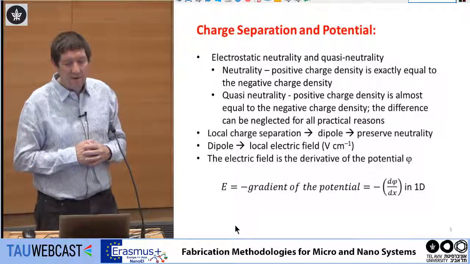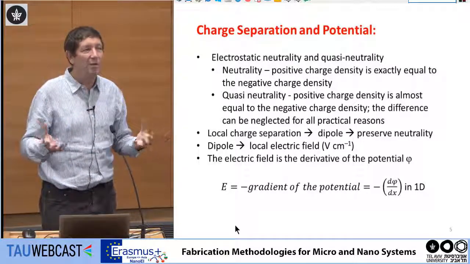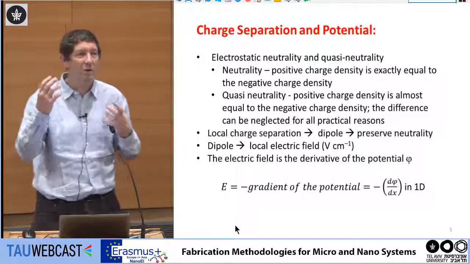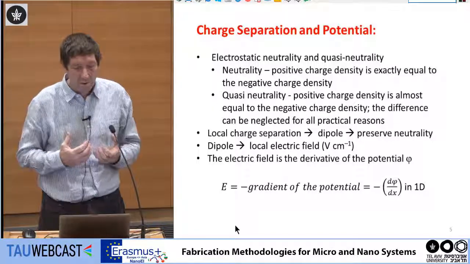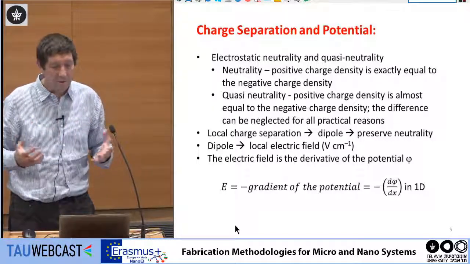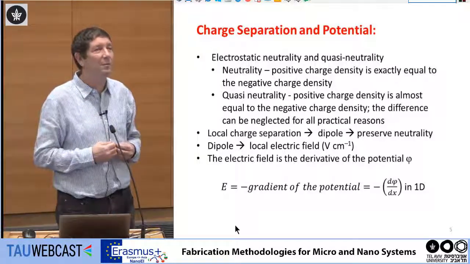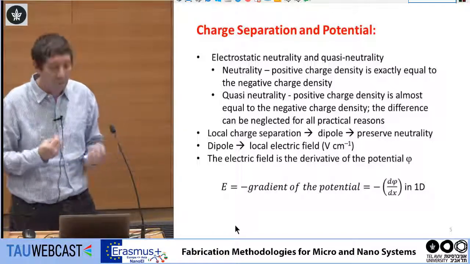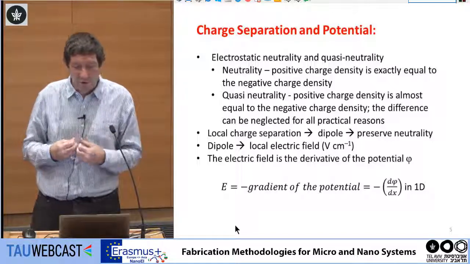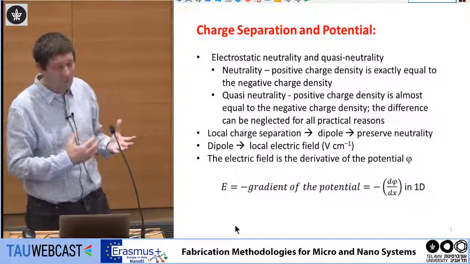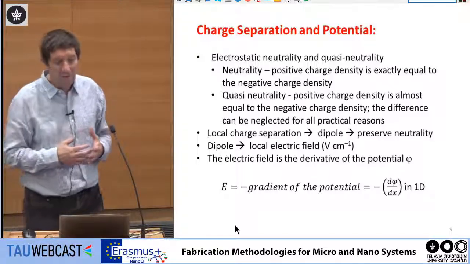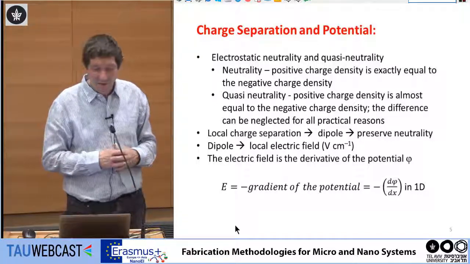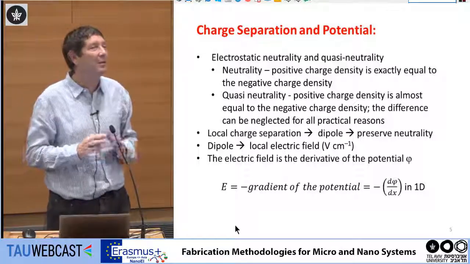The idea is that we are dealing with charges, and we want to detect charges. So the topic today is relevant practically to sensors which detect charge and detect potentials. In electrostatic neutrality and quasi-neutrality, we have to understand that in most situations, we can define neutrality when the positive charge density is exactly equal to the negative charge density. And quasi-neutrality is when the positive charge density is almost equal to the negative charge density. The difference can be neglected for all practical reasons.